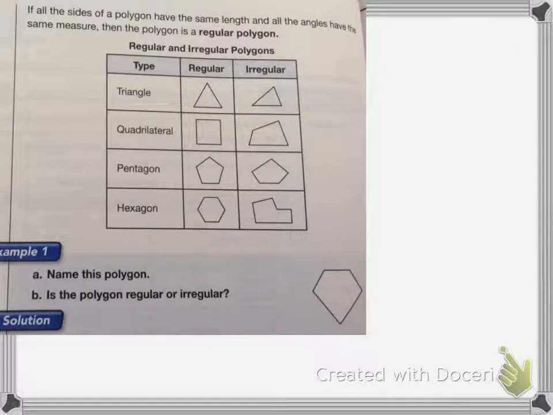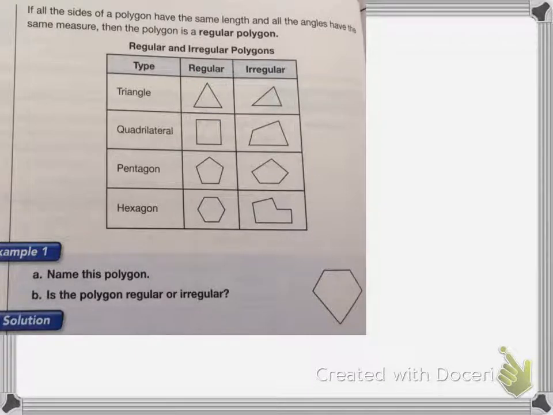So if all of the sides of a polygon have the same length and all of the angles have the same measure, then we call it a regular polygon. So like this one is a regular triangle versus an irregular triangle. Okay? For the quadrilateral, a square is a regular quadrilateral, but this trapezoid is not. Okay, etc. So the question asks, name this polygon.